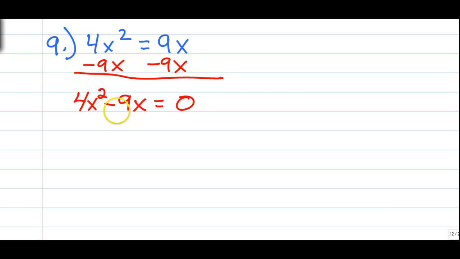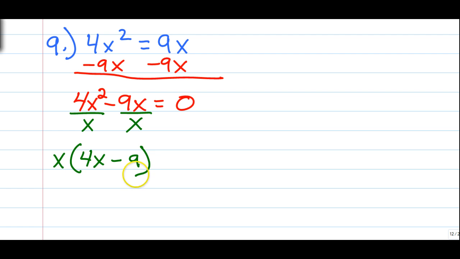When I look at them, I can see that I can factor an x out of both sides, or both terms. So I'm going to come in here and factor out my x. 1x here and 1x here. This brings the x to the outside. Inside, I'm left with a 4x minus a 9. Now I'm ready to solve. I've factored this as far as it can go. I'm going to set each individual term to 0.